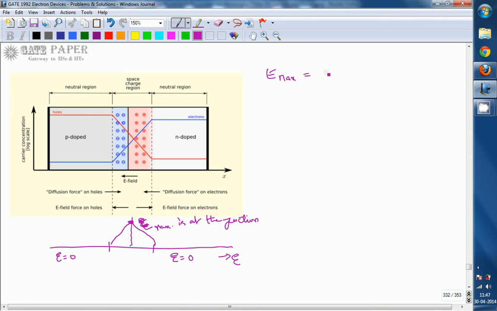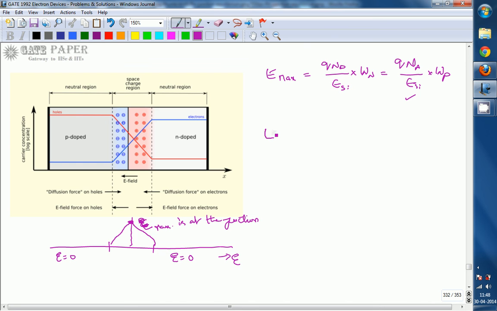This E maximum, the electric field maximum, can be calculated either by using the P side or the N side. With respect to N side, we can write it as q Nd divided by epsilon of silicon multiplied by Wn. Otherwise, with respect to P side, q Na divided by epsilon silicon into Wp. This equation we can use to calculate the peak electric field. We have just calculated the Wp value, and Na and q are known, so we can go for this equation.